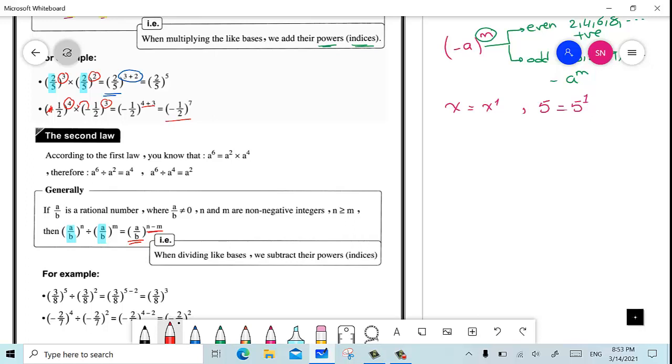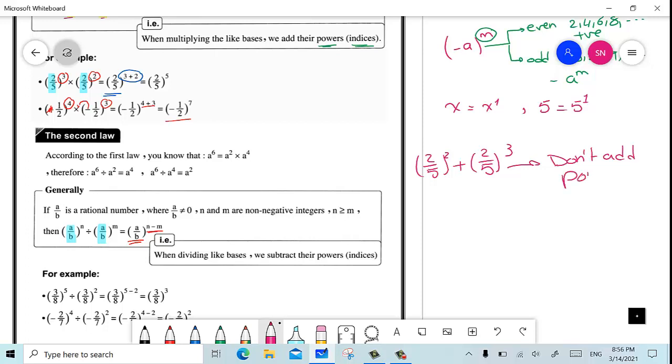Here I want to take your attention to something which is very important. For example, if I have 2 over 5 to the power of 2 plus 2 over 5 to the power of 3, here I do not add powers.